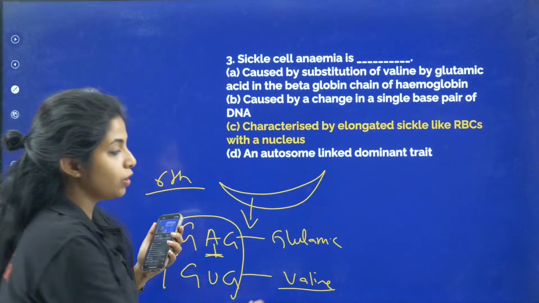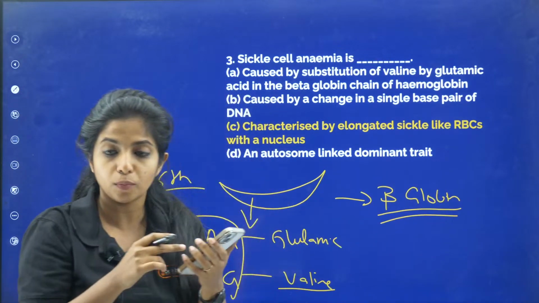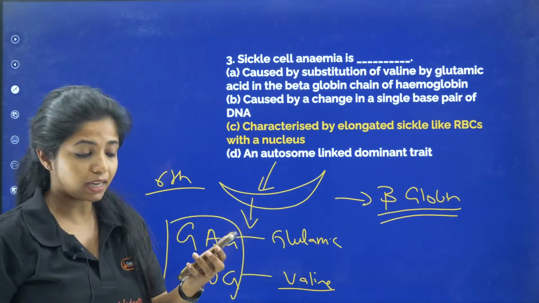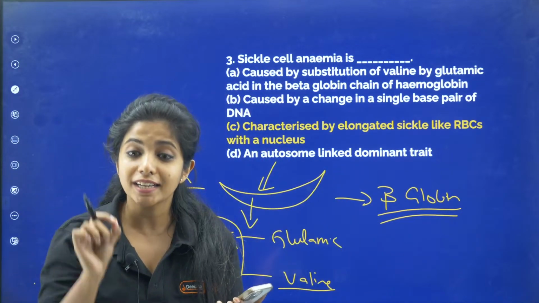And hence, what is going to change? The beta globin structure is going to change. Hence, the hemoglobin is also changed. Hence, the RBC carrying it, its structure becomes sickle cell. What kind of disease is it? It is an autosomal recessive disorder.